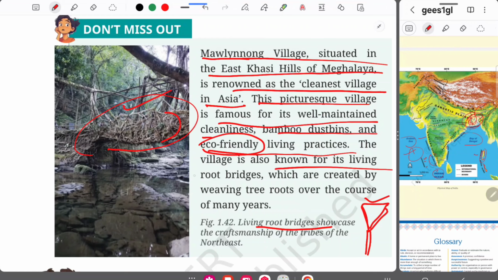The village is also known for its living root bridges, which are created by weaving tree roots over the course of many years. Over many years, these roots have been woven by the local craftspeople. Especially in this tribal area, you will find the tribal Khasi people. This is a very beautiful place. So the living root bridge showcases the craftsmanship of the tribes of the northeast.